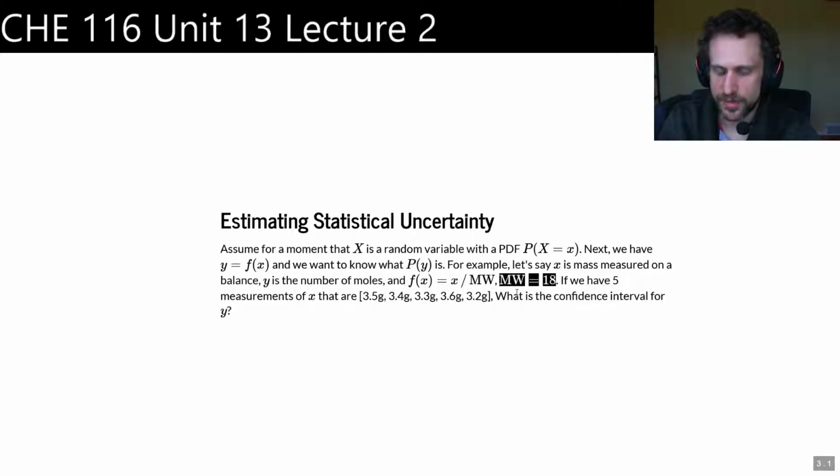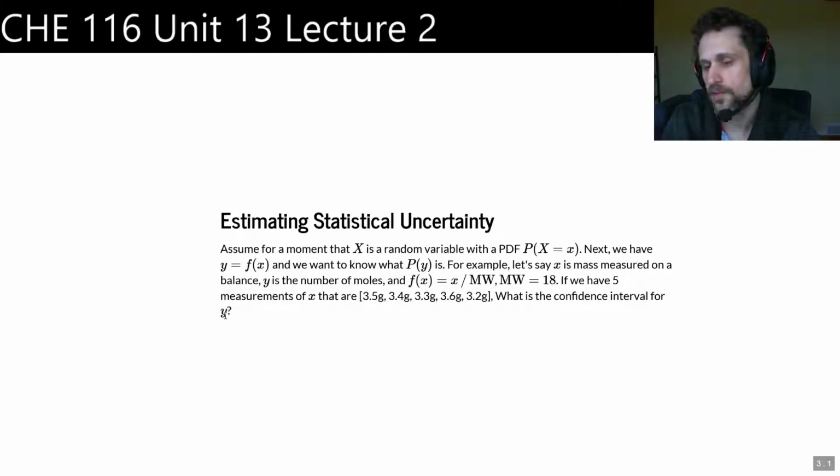So let's say that we try to approach this problem using some of the statistical techniques we learned. We're measuring water. We measure out 5 samples of water, and maybe we're trying to make them all the same volume. The first time we got 3.5 grams, then 3.4 grams, then 3.3 grams, then 3.6 grams. So I can compute a confidence interval of x, since I have 5 samples. But then what is the confidence interval for y? We can compute confidence intervals for x, but how does that translate to y?